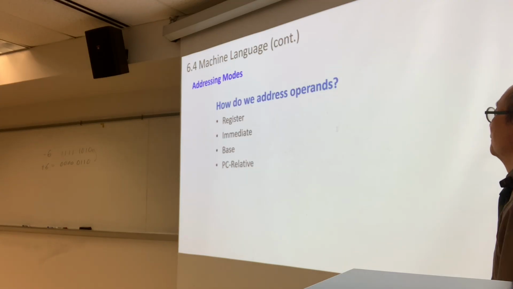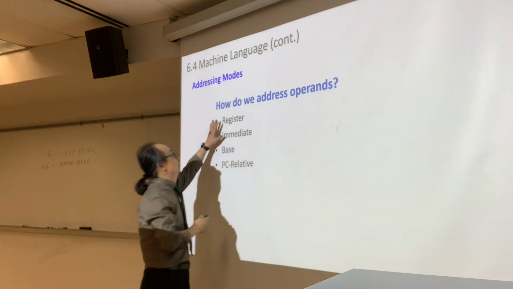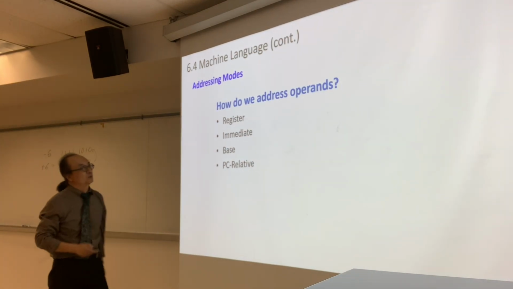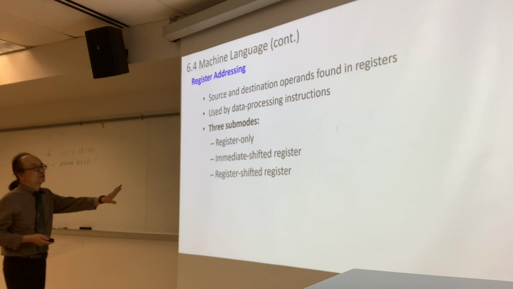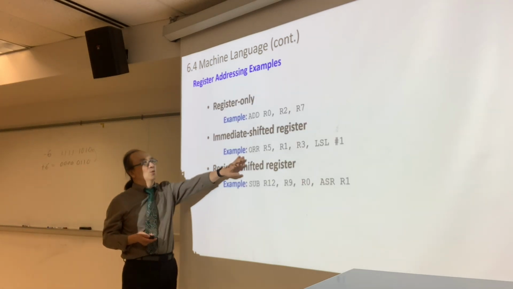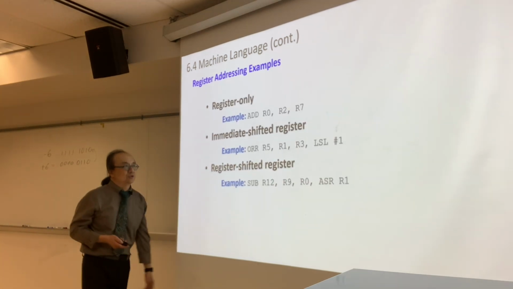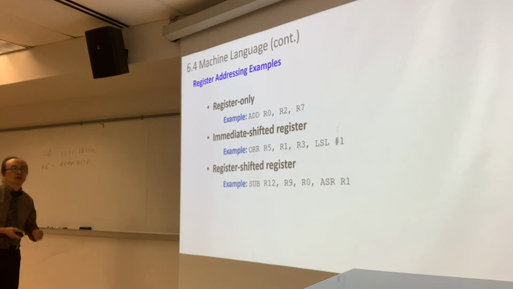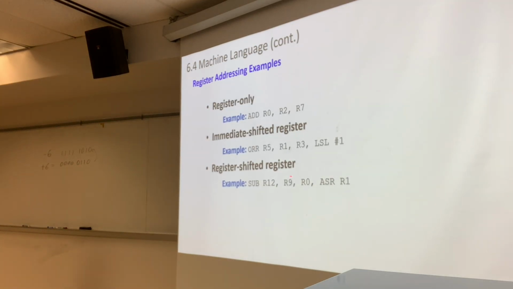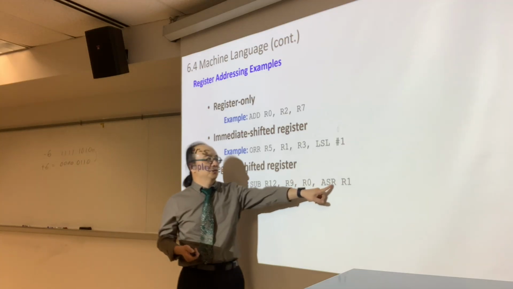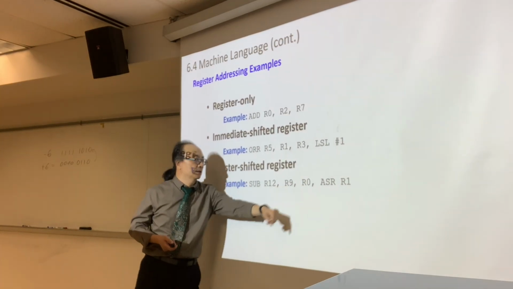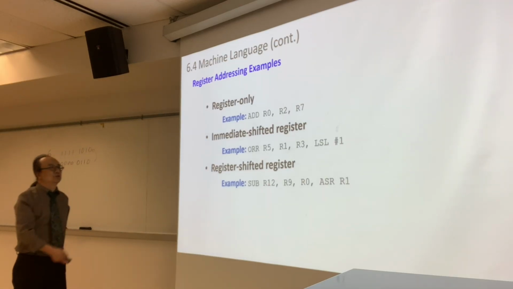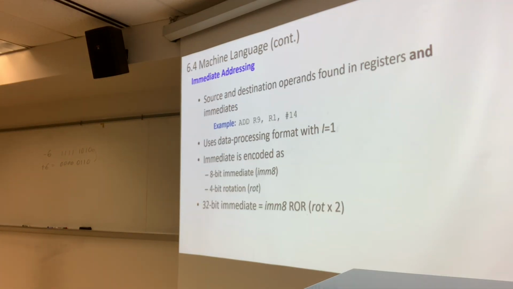And let's finish up. We have address operands: register, immediate, base, and PC relative. And we saw register only, like ADD R1, R2, R3. And also immediate shift register with this one: logical shift left, rotate, all of those. And register shift register: arithmetic shift right, 8 bits of this one, and then subtract, and then put it into R12. So those are the ones.